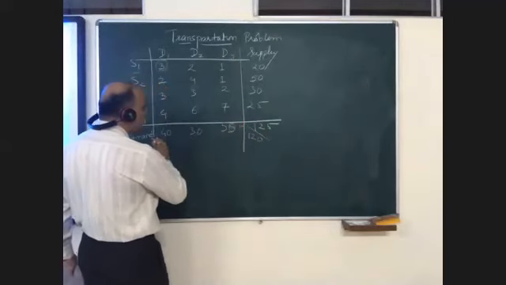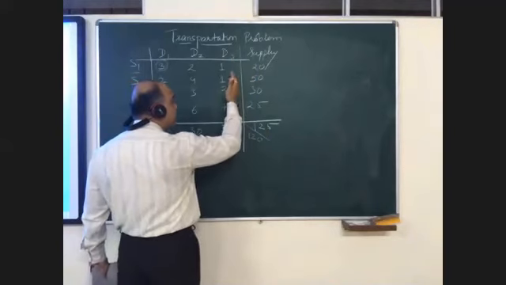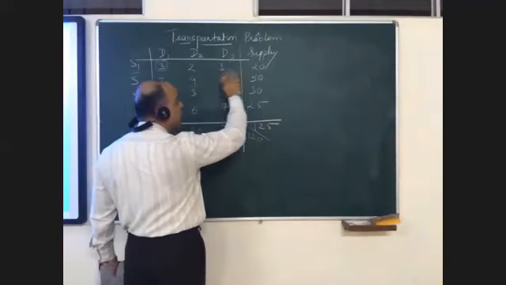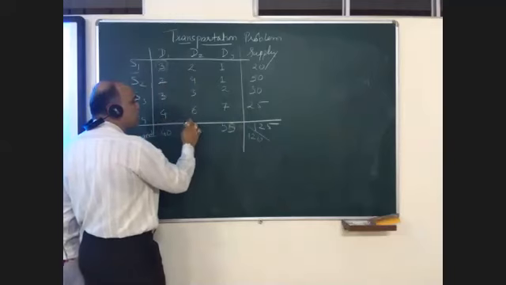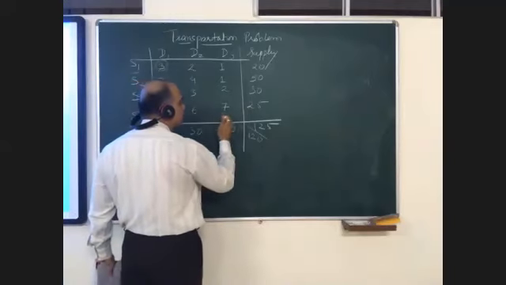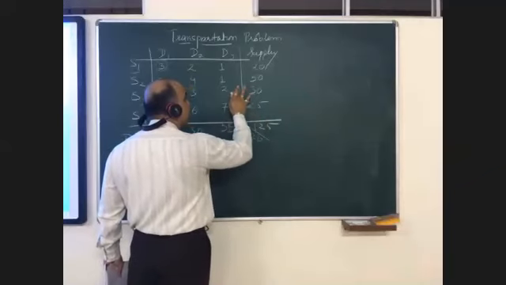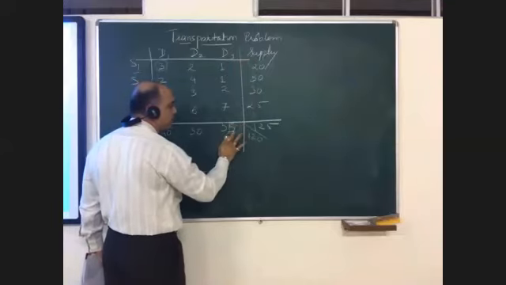Once again, I'll tell you, wherever there is a deficiency, add a dummy column. In this case, column. If there is a deficiency in row or supply, just add one more dummy supply center. Put all the cost as 0 and put the difference. This will be the first step while solving a transportation problem.